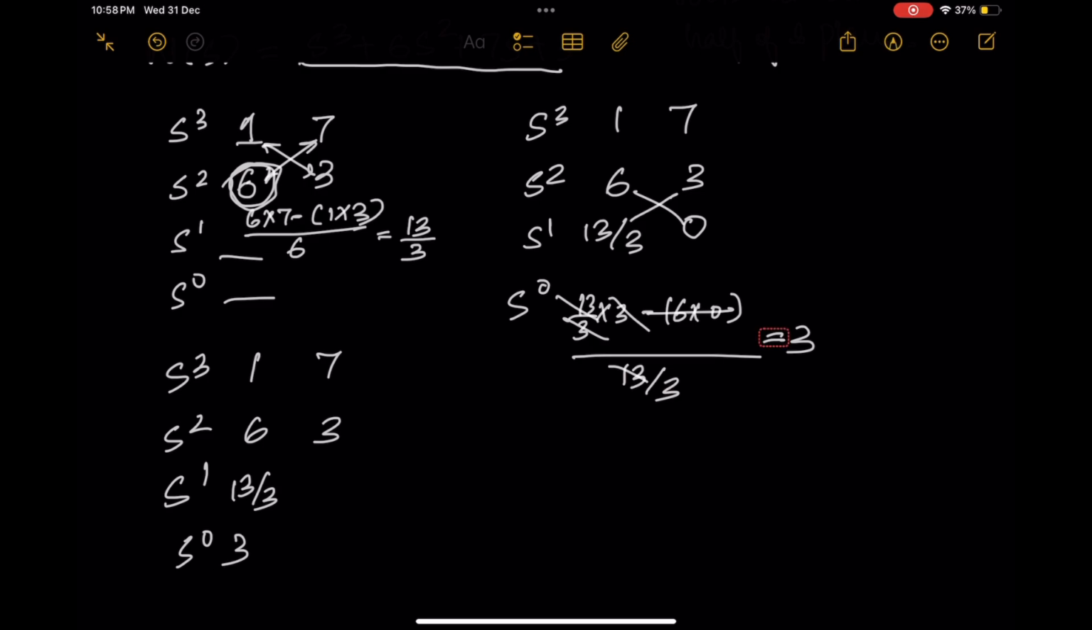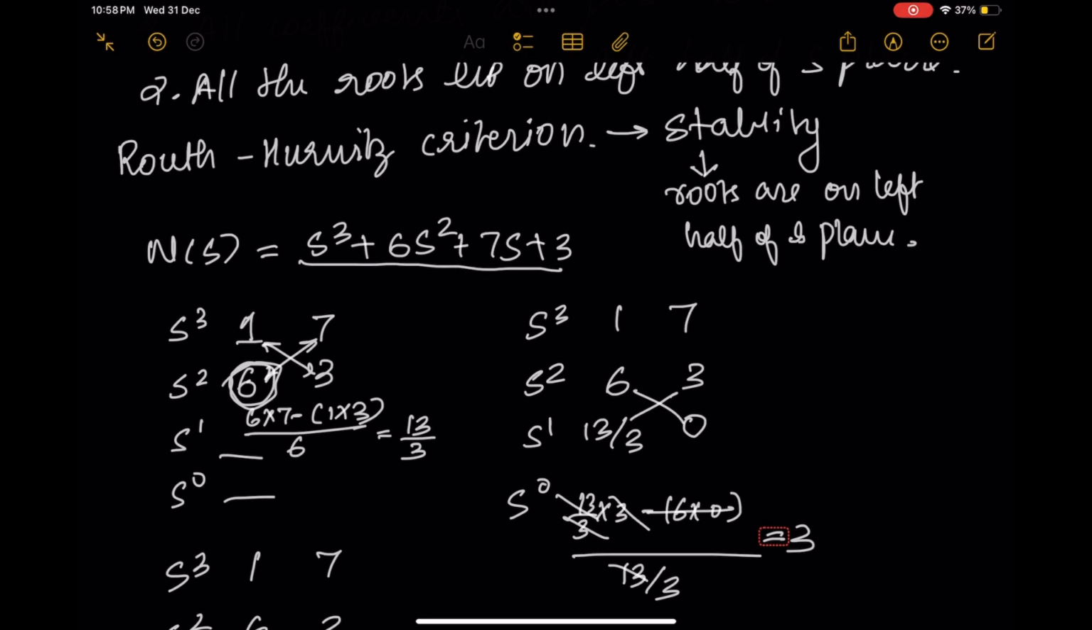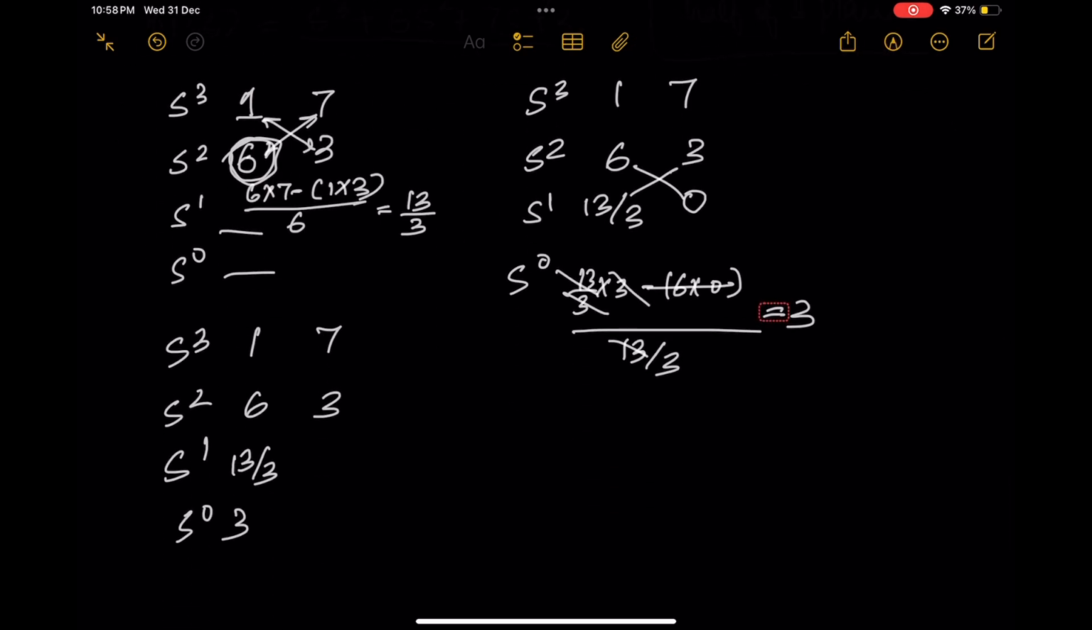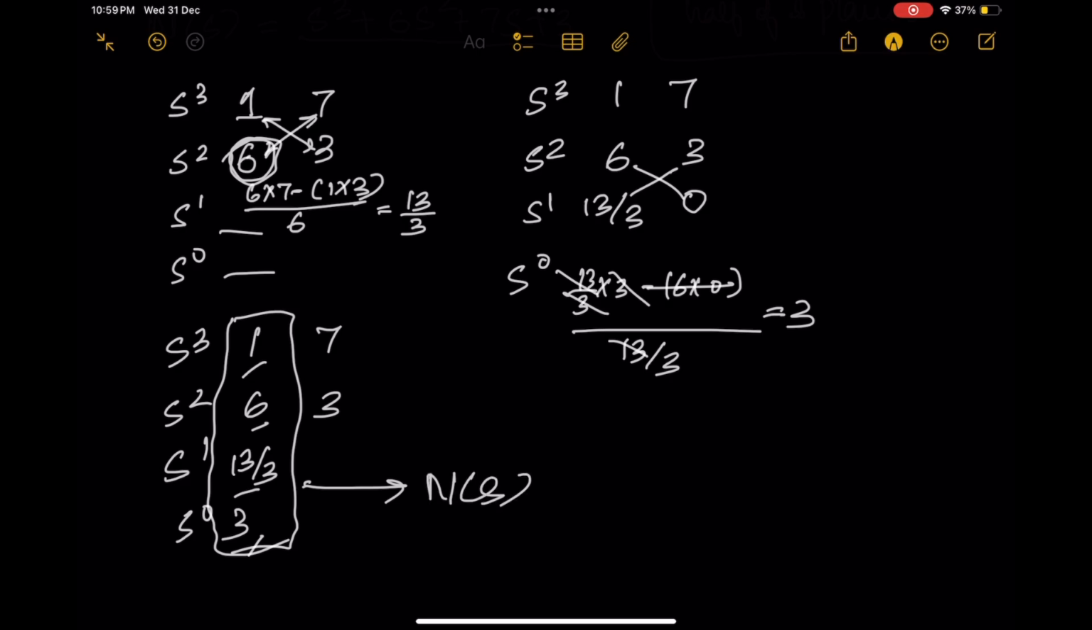Next, we have to know whether the system is stable, or all the roots are on the left half of the S-plane. So how will you know that? It is very simple: if the first column of the Routh array is positive, then all the roots are on the left half of the S-plane, and that means the system is stable. Now that we see this, every term in the first column of this Routh array is positive, so we could say the polynomial n of s is stable.